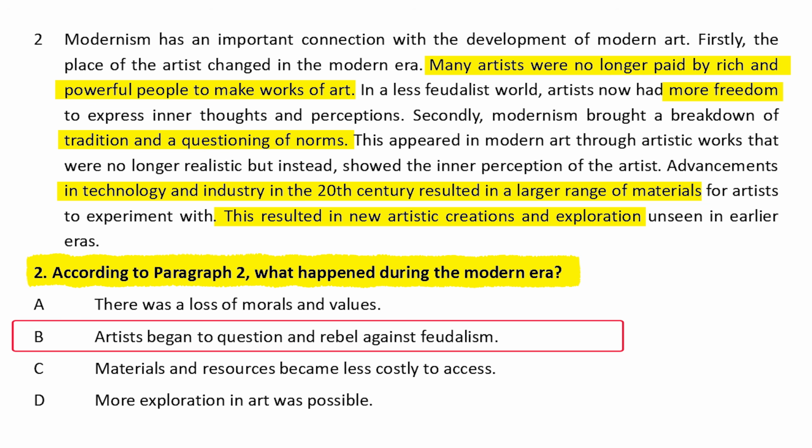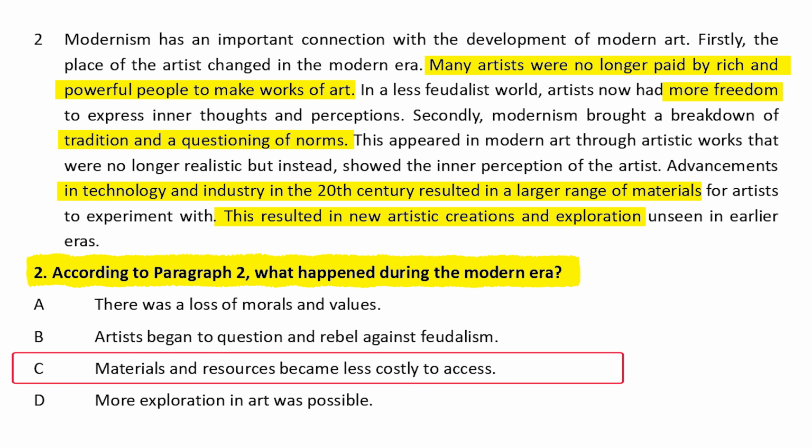Instead, it just points out that the world had become less feudalist, giving artists more independence. So B isn't the right answer either. C says materials and resources became less costly to access. That might sound logical, but the paragraph doesn't say anything about cost. It just mentions that, thanks to advancements in technology and industry, artists had access to a wider range of materials. It's about variety, not price, so C is out.